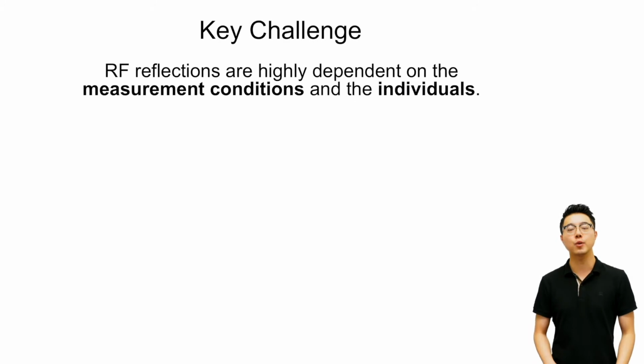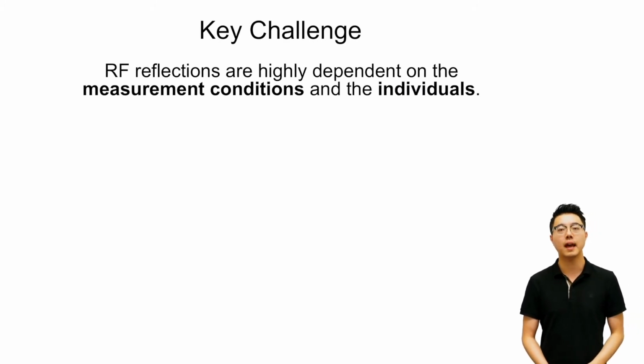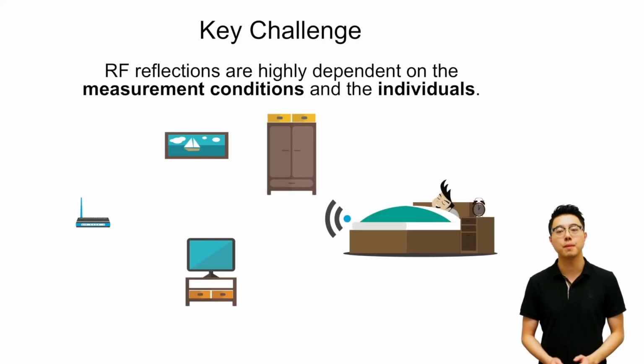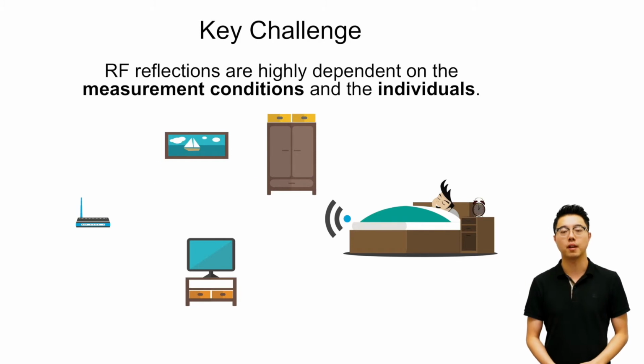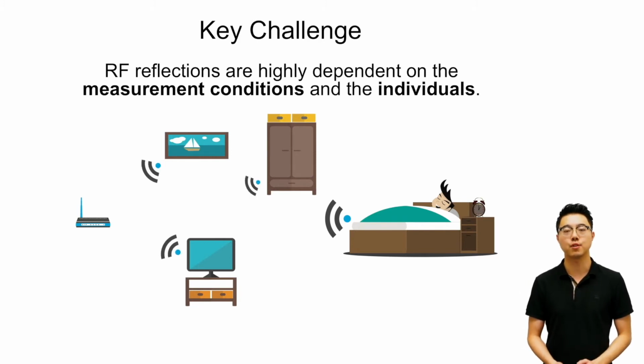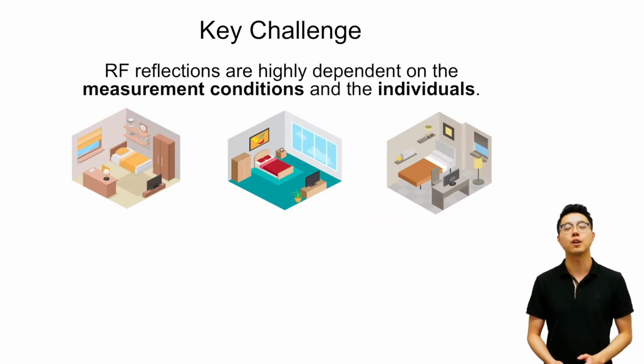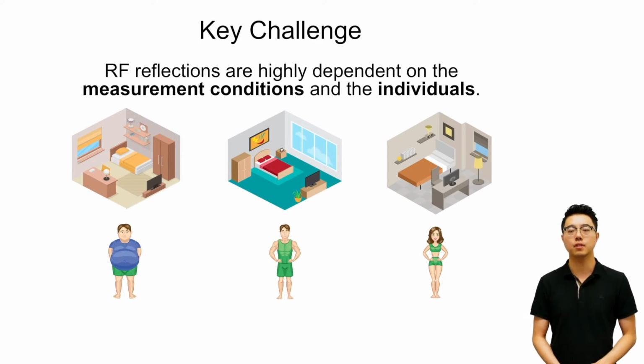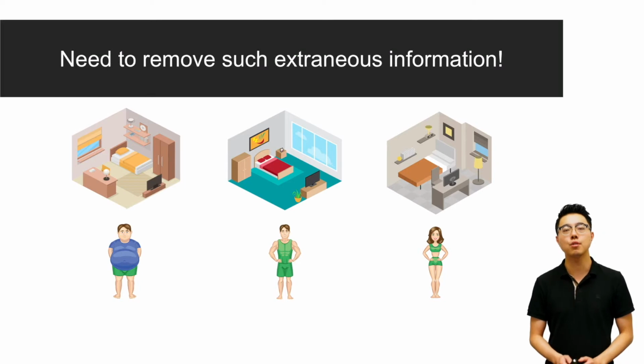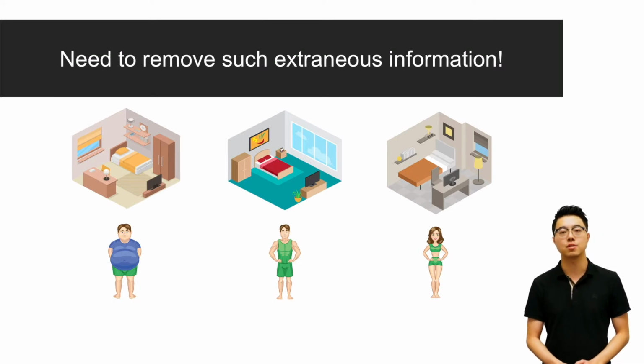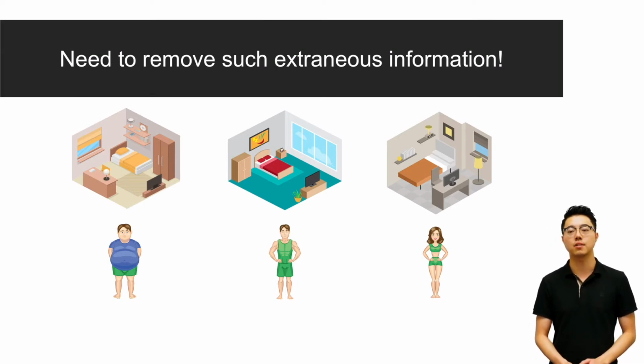The key challenge in doing so is that RF reflections are highly dependent on the measuring conditions and the individuals. First of all, RF signal not only reflects off the human body, but also reflects off everything in the environment, including walls and furniture. Therefore, the RF reflection we are looking at is different for different environments. The RF reflection also varies across different individuals. In order to get accurate sleep stages, what we need to do here is to remove such extraneous information specific to measuring condition and individuals.